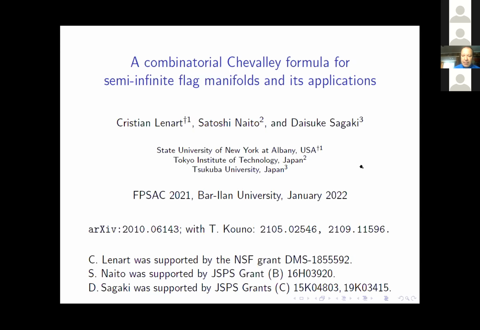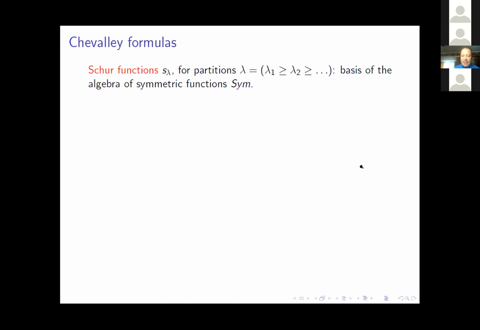So I will start with something very familiar, the Schur functions. I should say that I'm also grateful to the organizers that they scheduled my talk right after Carola's, because it will make it very easy for me to refer to Schur functions, Schubert polynomials, Grothendieck polynomials, and so on.